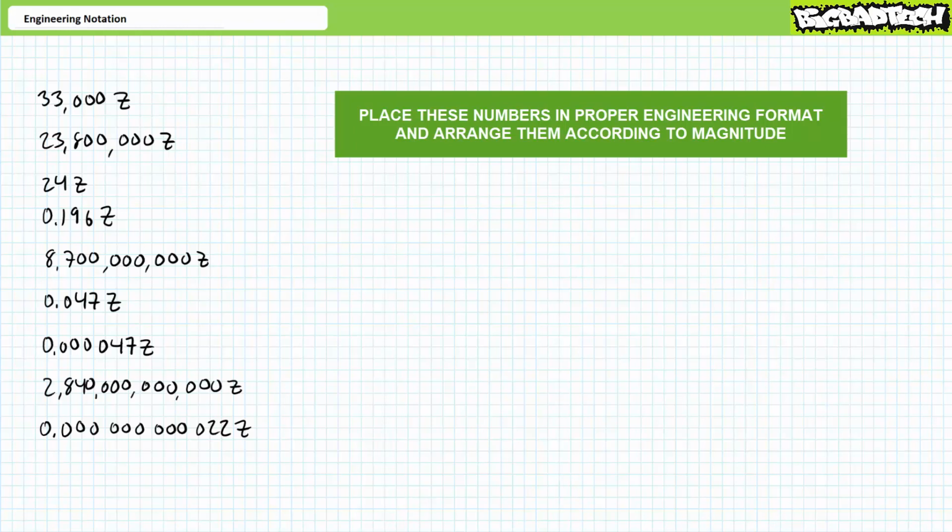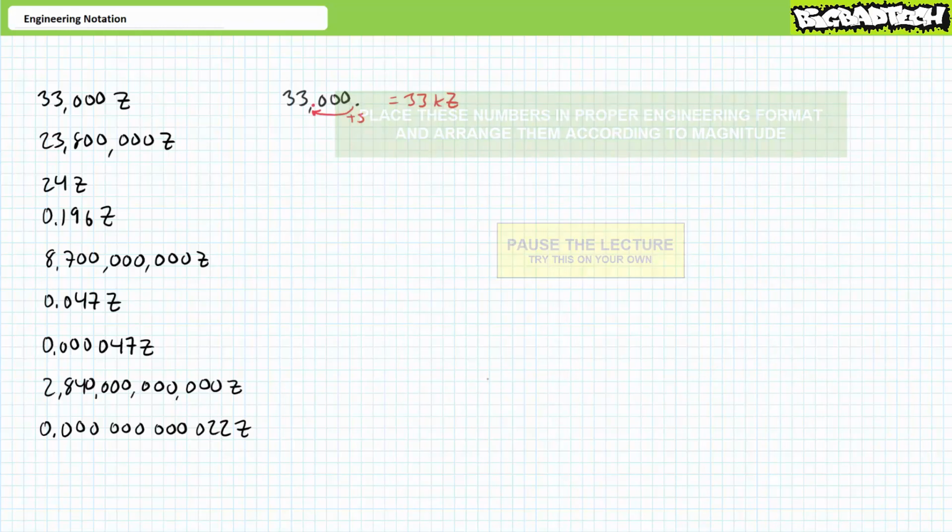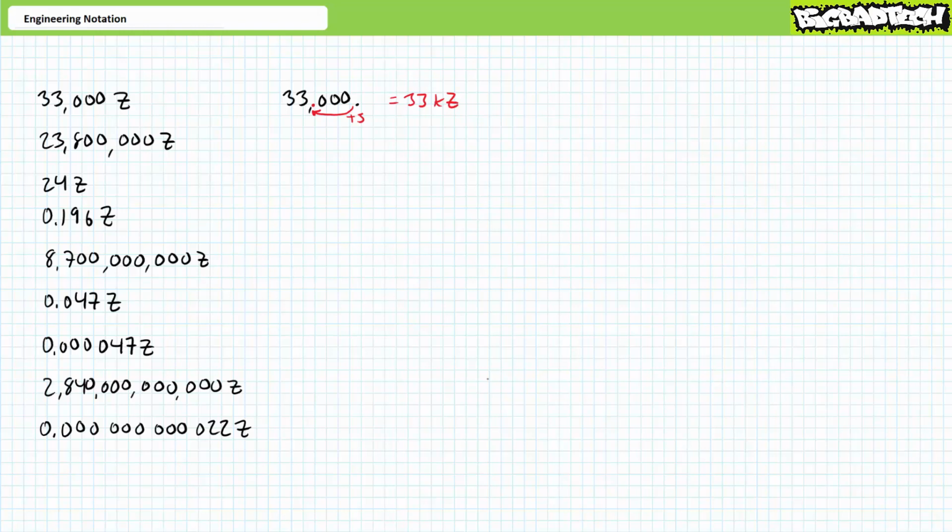Again, 1, place these entries in proper engineering format, and 2, arrange them in sequence largest to smallest. By all means, pause the lecture and try this yourself. If you're tracking, you should have obtained the following values. Our first entry, 33,000 zoinks, is better expressed as 33 kilozoinks. Our next entry, 23,800,000 zoinks, is better expressed as 23.8 megazoinks.